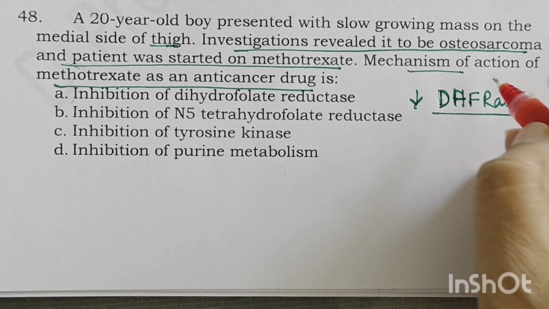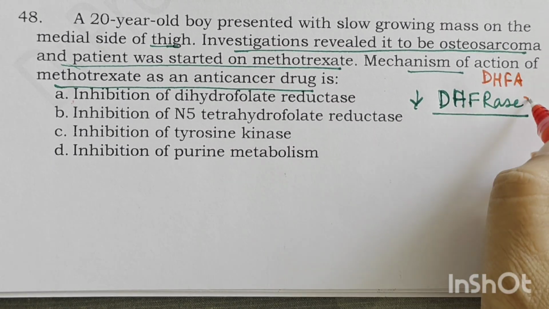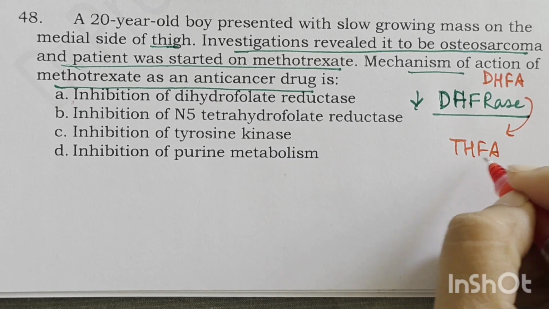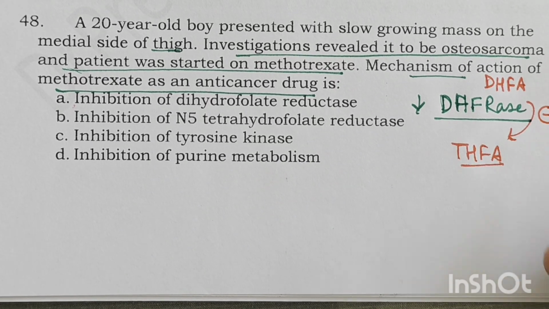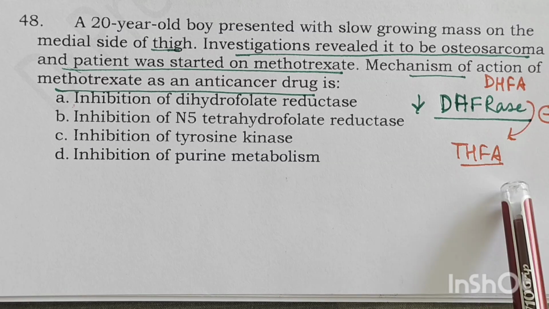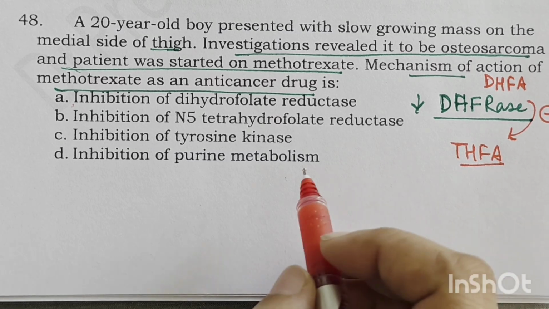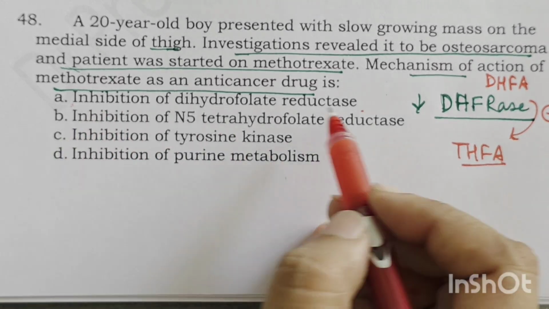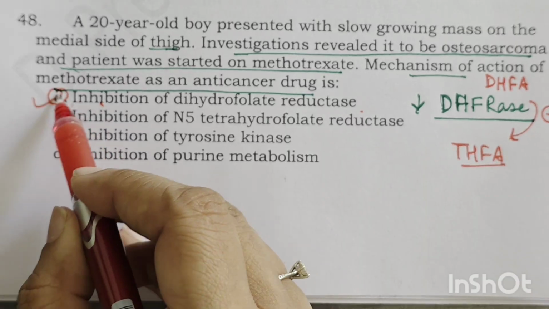So this inhibits the conversion of dihydrofolate into tetrahydrofolate, which is inhibited here by methotrexate. Because of this inhibition, tetrahydrofolate is not available for metabolism and the body suffers. There are a lot of one carbon chain reactions which are suffering. So what is the correct answer? Inhibition of dihydrofolate reductase? Yes. So this is the correct answer.